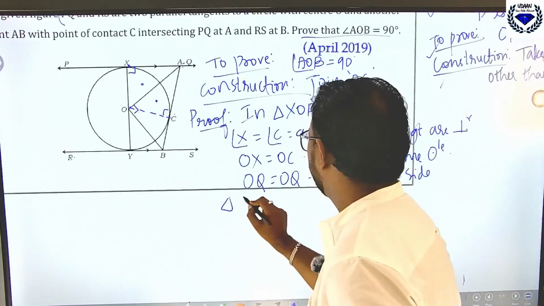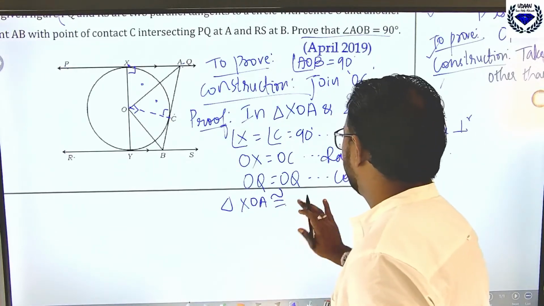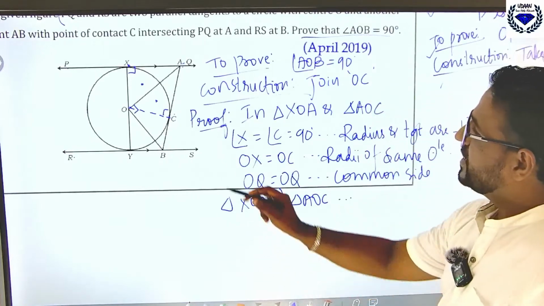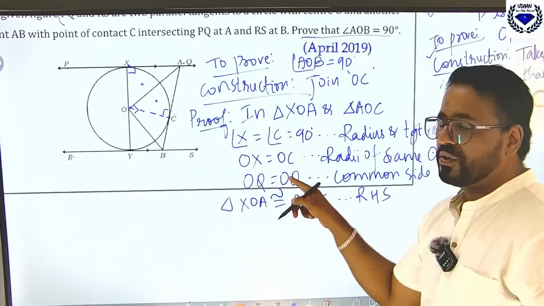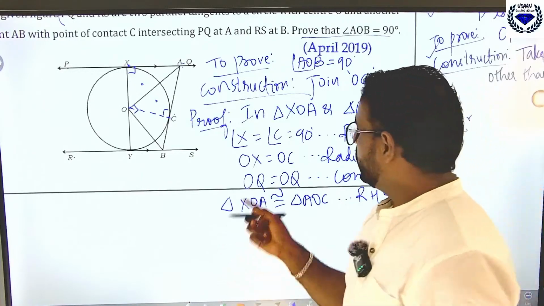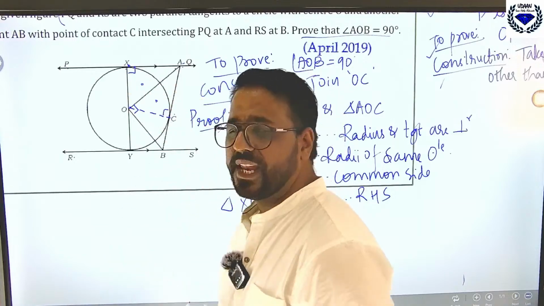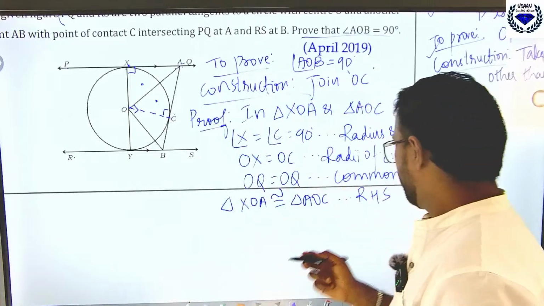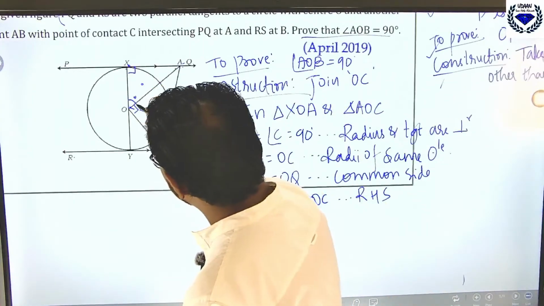Therefore, triangle XOA is congruent to triangle AOC. Why are the two triangles congruent? Because of the RHS, right angle hypotenuse side theorem. If you don't know this, you can use Theorem 2 also, because A is an external point, so XA and AC are equal. You can use even that concept and solve. Now see here, if these two are equal, this angle and this angle are what?